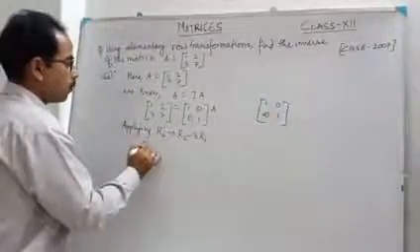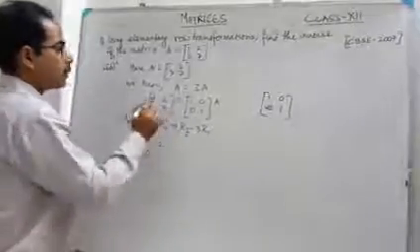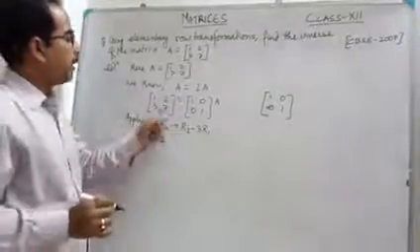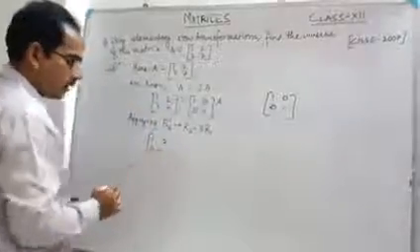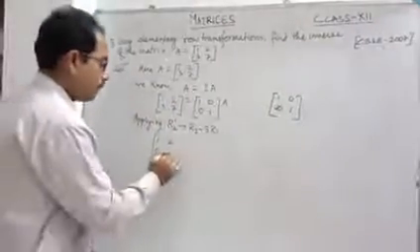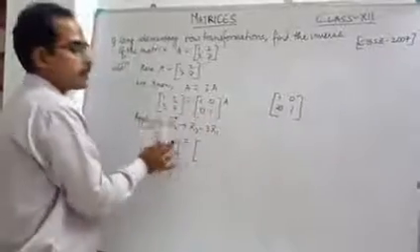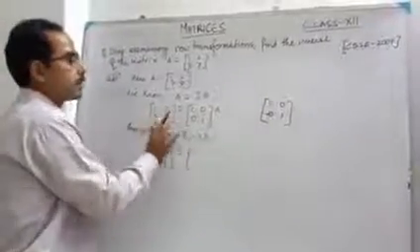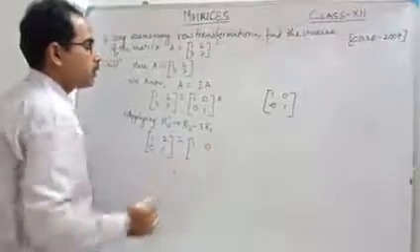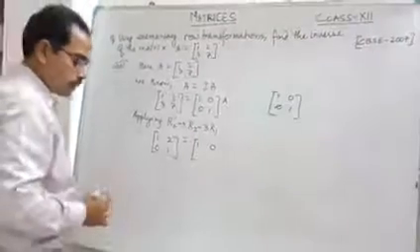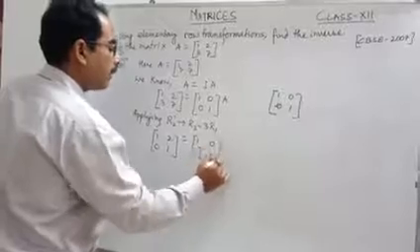So row 1 will be unchanged, this one will be 0, and this one will be 7 minus 6. 7 minus 6 means obviously it will be 1. Equal to, the same operations, whatever operations you are doing on the left hand side, the same operation you will have to do on the right hand side also. So this one will have no changes, but here it will be minus 3 and here it will be 1A.